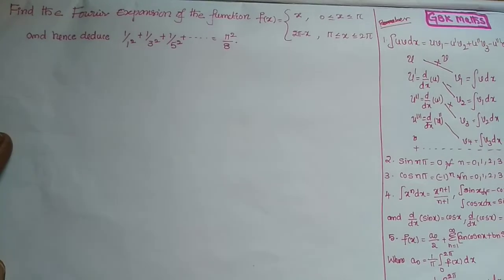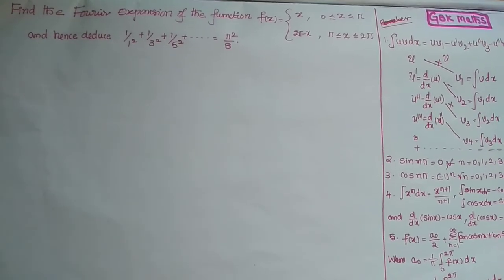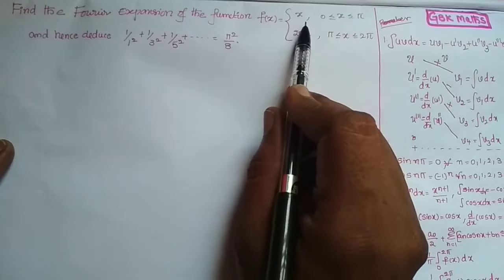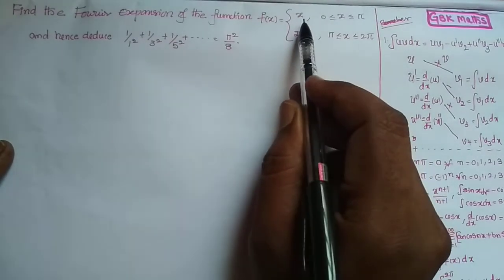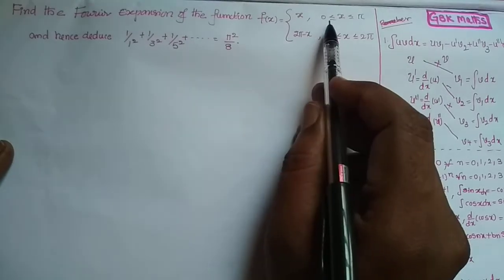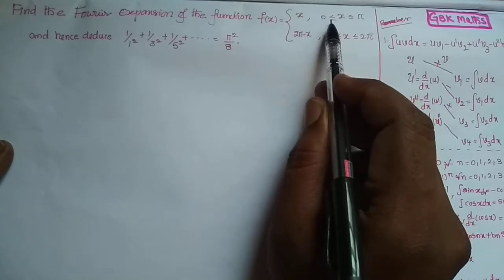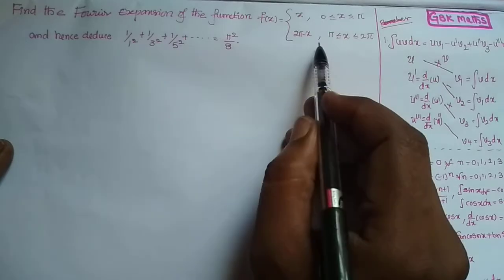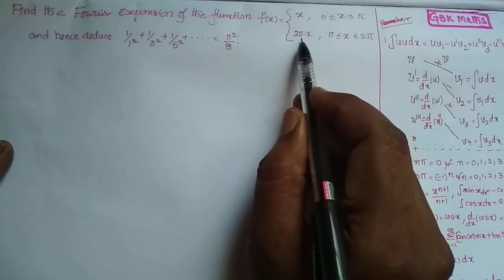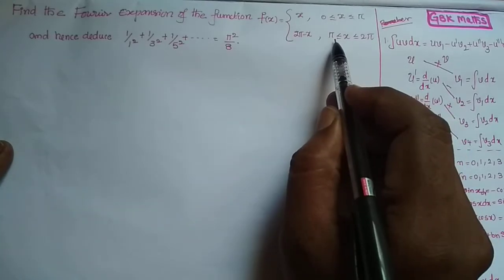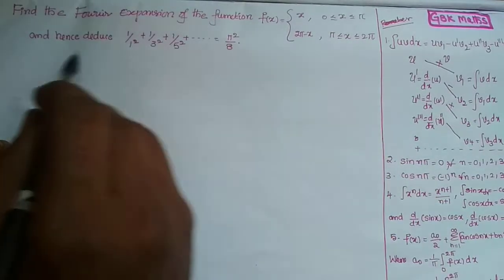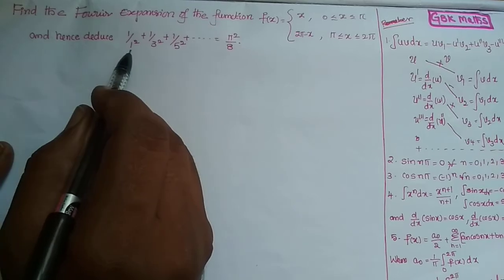Hi students, now I am taking another problem of Fourier expansion for the function f of x, which can be divided into two values. It is x when x lies between 0 and pi, and f of x is 2 pi minus x when x lies between pi and 2 pi. Also some deduction is there, we can prove this one also.